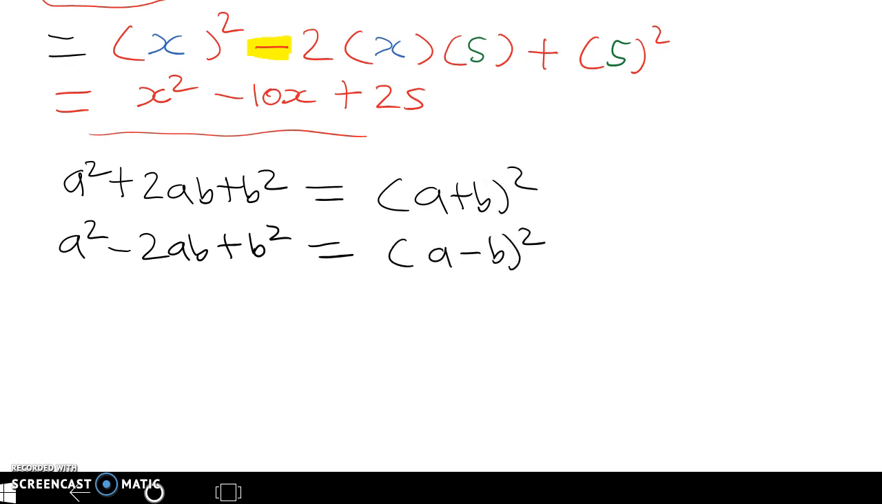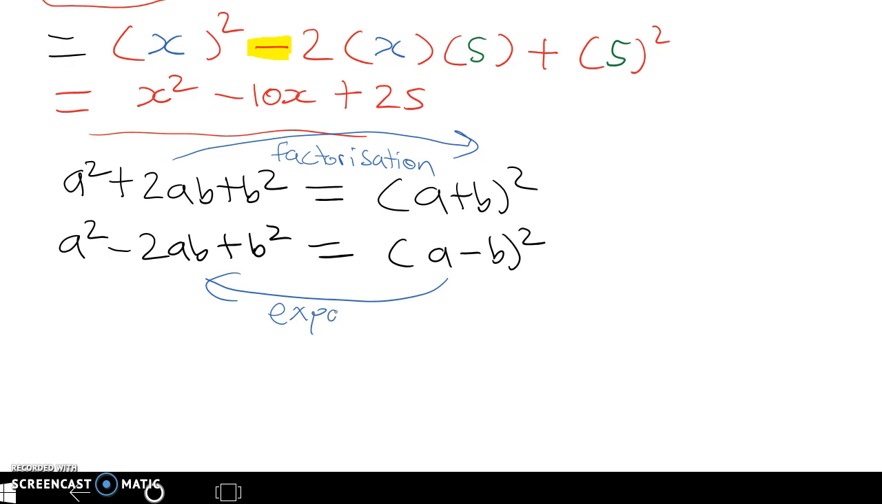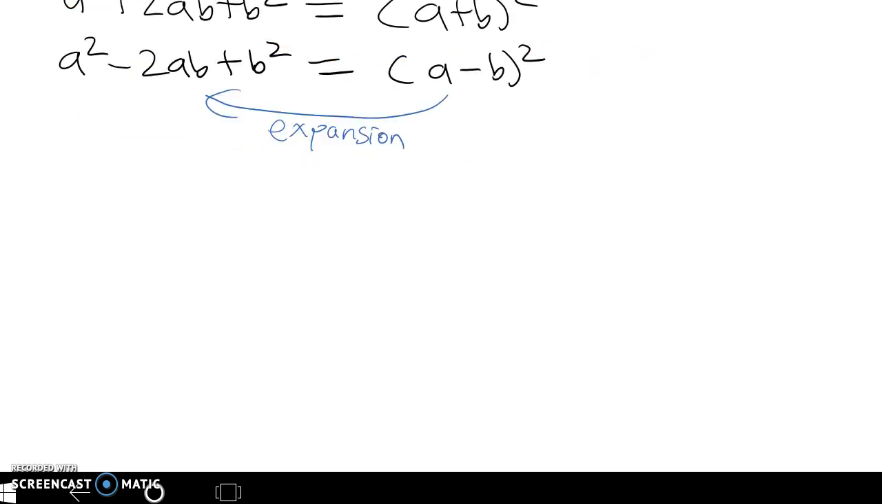So we have factorization this time, where previously we were going in the other direction, which was expansion. As an example, we're going to factorize x squared plus 12x plus 36. So where do we start?